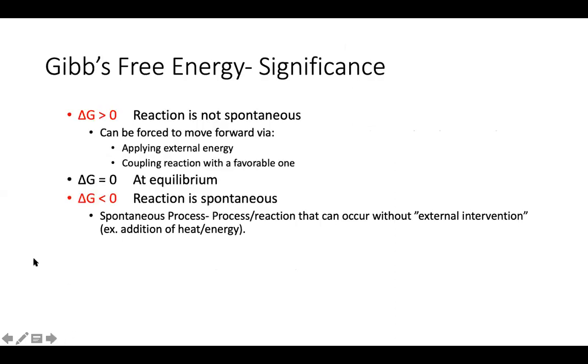Okay, so what's the significance of delta G or Gibbs free energy? Well, the significance is really the sign. If delta G is equal to 0, you are at equilibrium. If delta G is greater than 0, therefore positive, the reaction is not spontaneous. Now, if a reaction is not spontaneous, it can still occur, right? We can make it occur by applying external energy. The classic way of doing that is maybe upping the temperature, right? That thermal energy will help a non-spontaneous reaction become spontaneous.